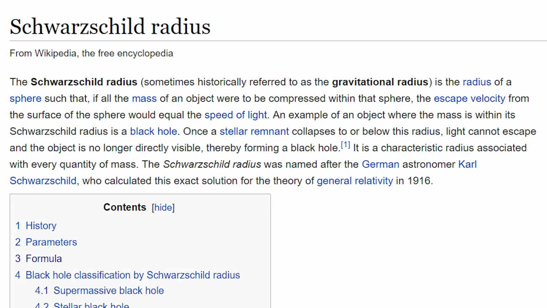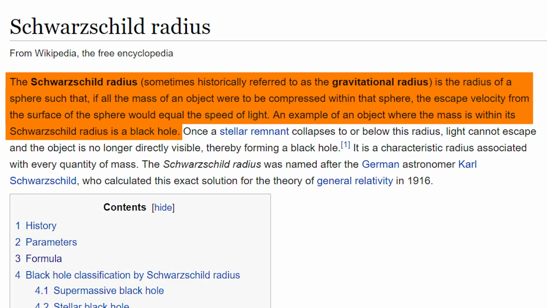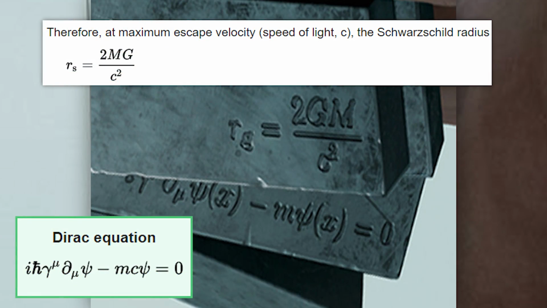This equation, also often referred to as the gravitational radius, can essentially be described as the radius of the sphere such that if all the mass of an object were to be compressed within that sphere, the escape velocity from the surface of the sphere would equal the speed of light. An example of an object where the mass is within its Schwarzschild radius is a black hole. Very interesting indeed. Let's also take a look at what the Dirac equation is.